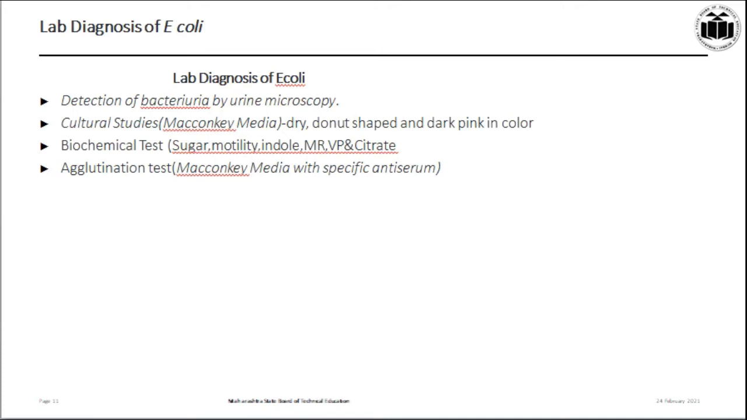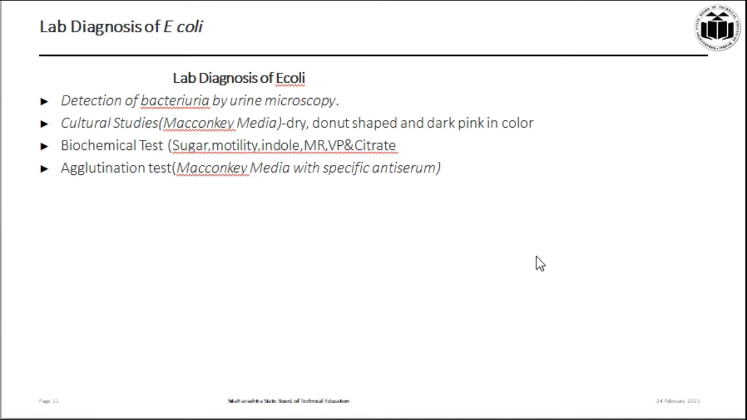Certain biochemical tests are also performed to detect the E. coli. The biochemical tests which show positive results for E. coli are the sugar test, as it can utilize the sugar and ferment it and produce acid. Due to the presence of flagella, it shows a positive motility test. Indole test, MR test, VP test and citrate utilization test, all tests are shown positive by the E. coli.